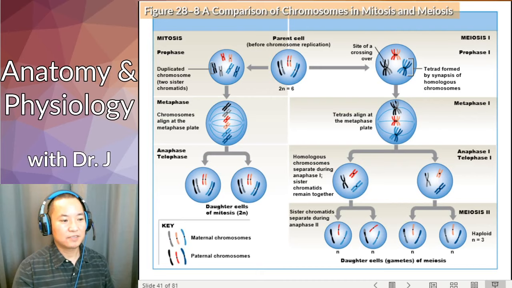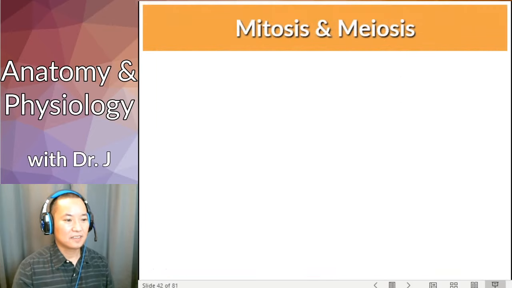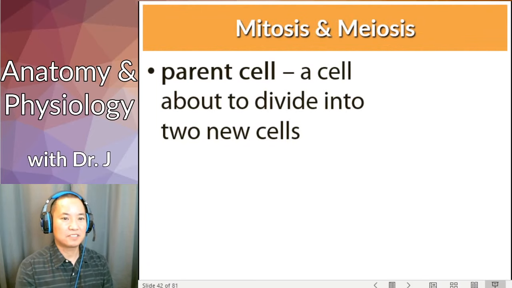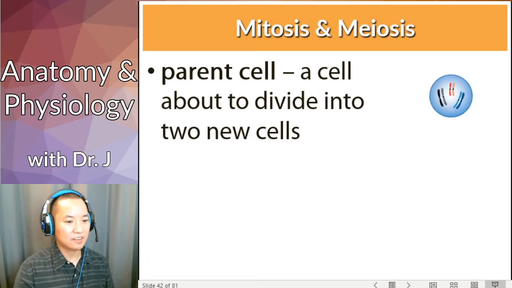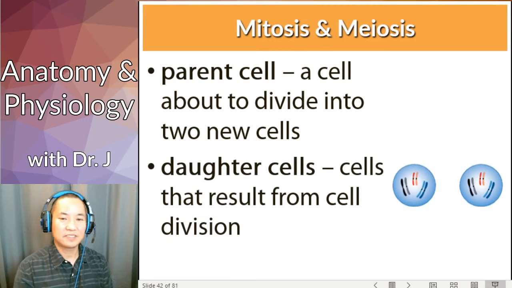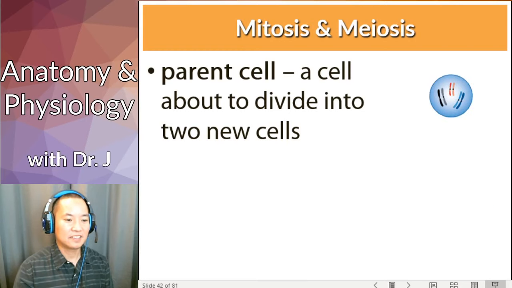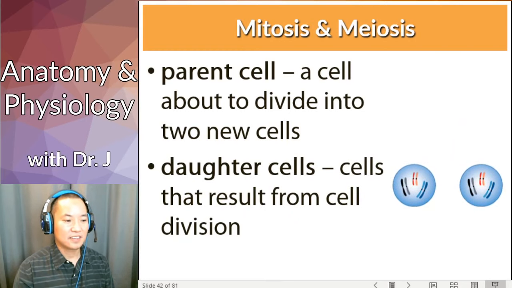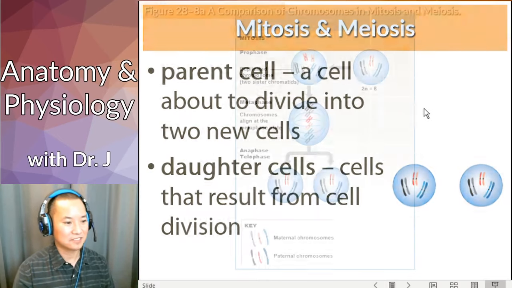So do I want you to know the difference between these right now? Well, to a certain extent. So mitosis and meiosis, what I want you to establish is some vocabulary. A parent cell, just like your parents generate you. A parent cell is a cell that's about to divide into two new cells. So this is the parent. And offspring are called daughter cells. Daughter cells are cells that result from cell division. So you go from one parent and generate two daughter cells.